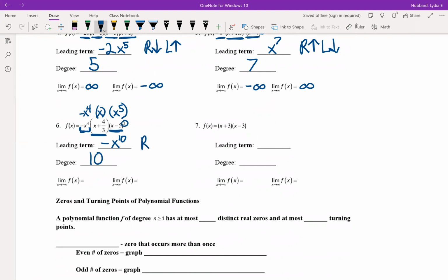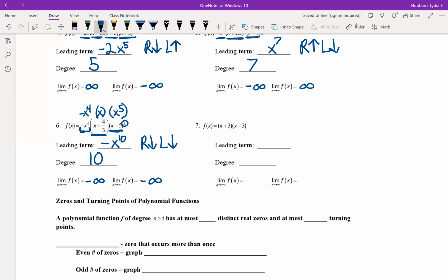So it's negative, so that means my right side is going down. And it's even, so that means my left side is going to match my right. So as x is going to negative infinity, f of x should be going to negative infinity as well. As x approaches infinity, or as it goes to the right side, my graph is still going down, so it's still approaching negative infinity.